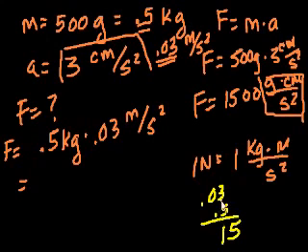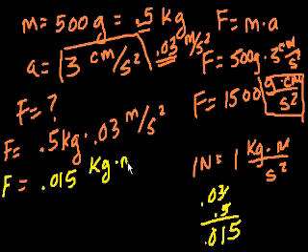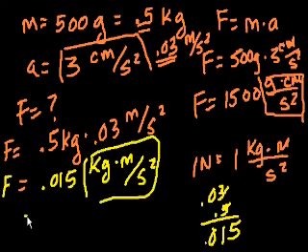And then how many digits do we have behind the decimal? Let's see, we have 1, 2, 3. We have to add the 0 because we need 3 spaces behind the decimal point. So we get the force is equal to 0.015 kilogram meters per second squared. And this is a newton. So the force is equal to 0.015 newtons. Let's do another problem.